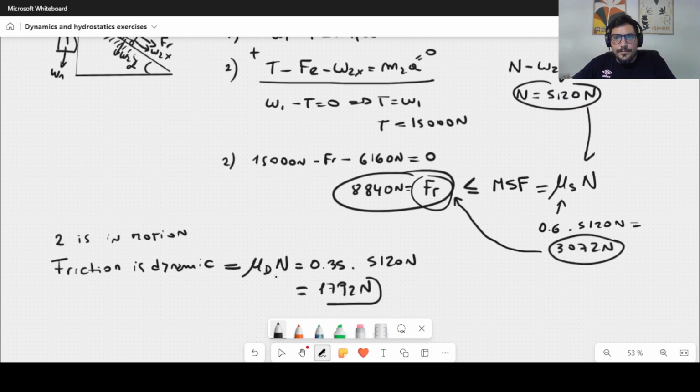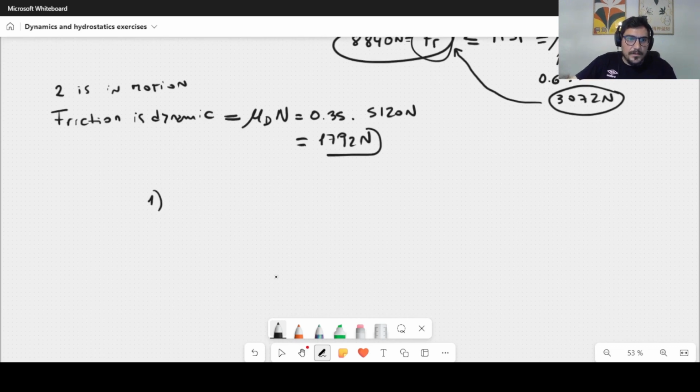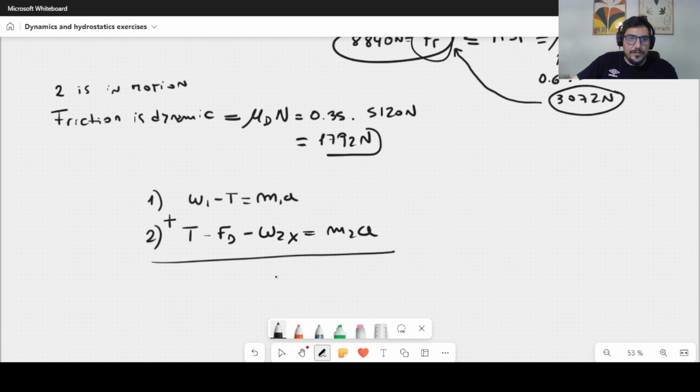And now we can solve the system, because we don't know the acceleration, we don't know the tension either, but we know that the friction is dynamic. So we write again the system. For 1, it is weight 1 minus tension equal to mass 1 times acceleration. We write the equation for 2, which is tension minus friction, which is dynamic, minus weight 2 in x is the mass 2 times acceleration. Now we sum these equations, we cancel the tensions as we did before, we have the value of the dynamic friction, we have the value of weight 1, weight 2 in x, and we sum mass 1 times acceleration plus mass 2 times acceleration.